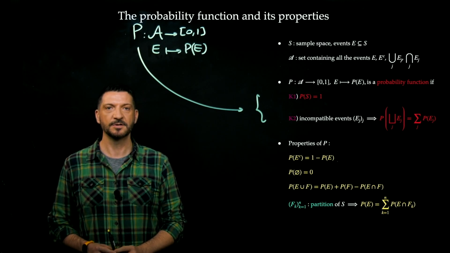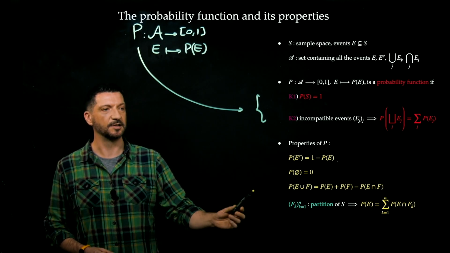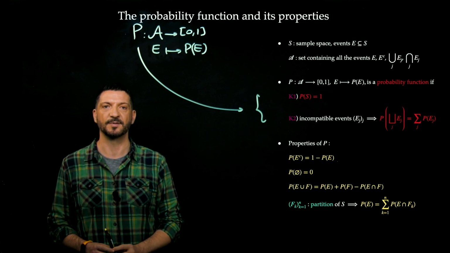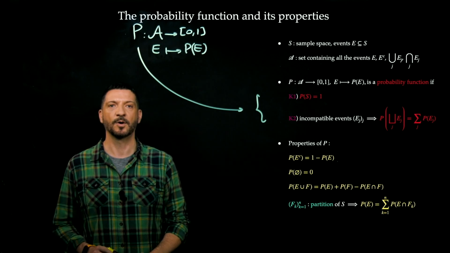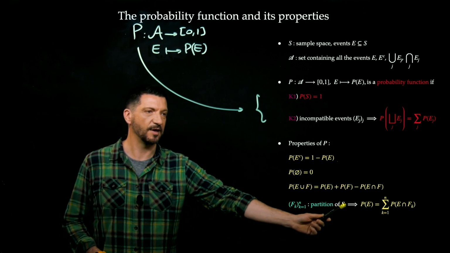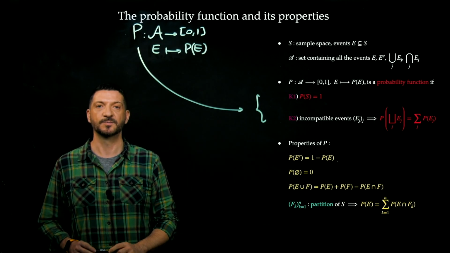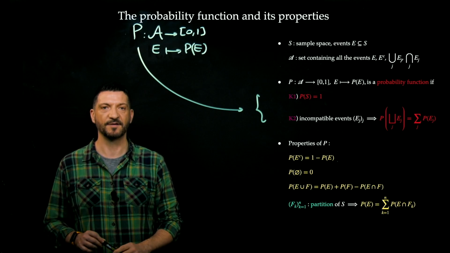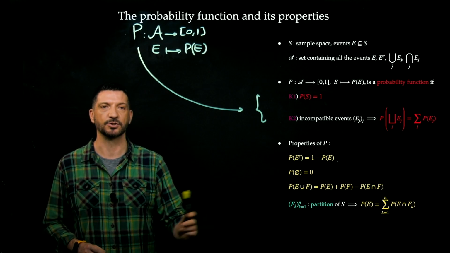The final property is very important but also a little bit trickier because it involves a partition Fk of the sample space S. The property says that whenever we have an event E, then its probability is given by the sum of the probabilities of the intersection between E and all events Fk belonging to the partition.